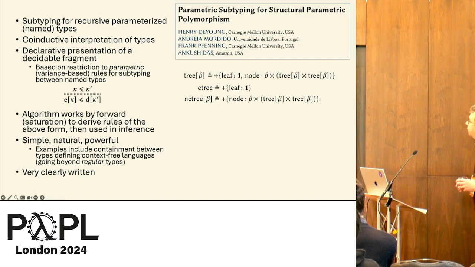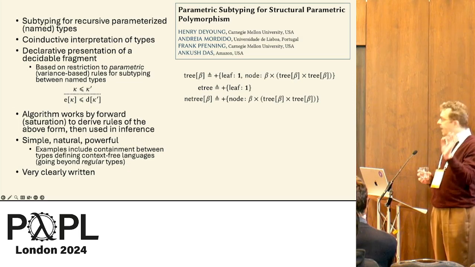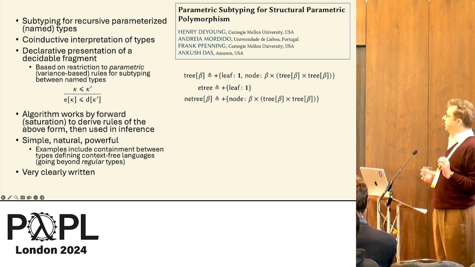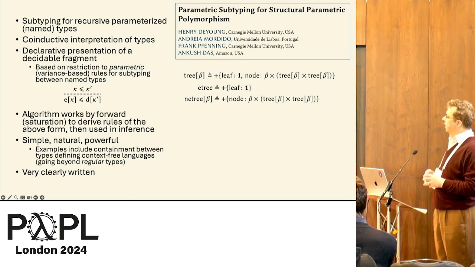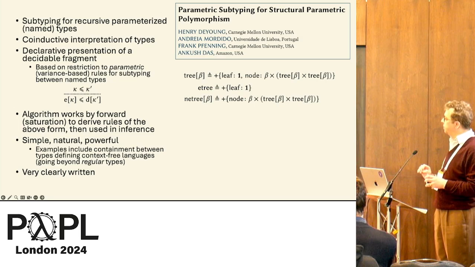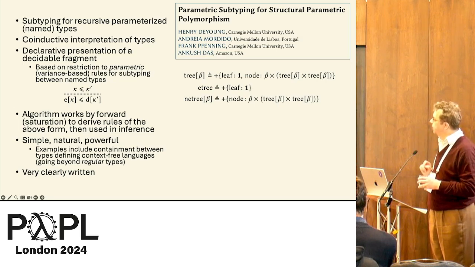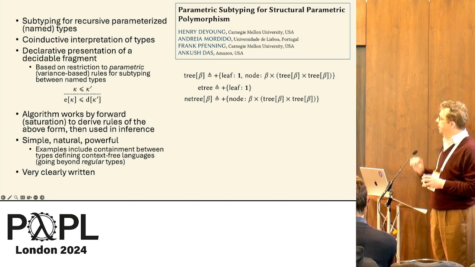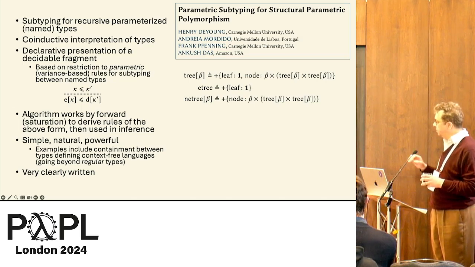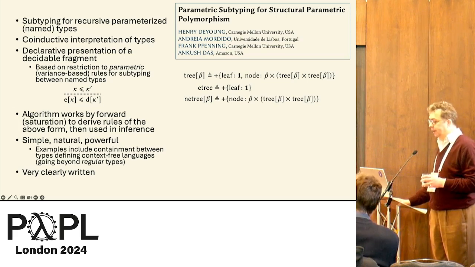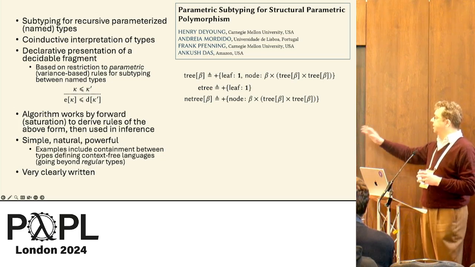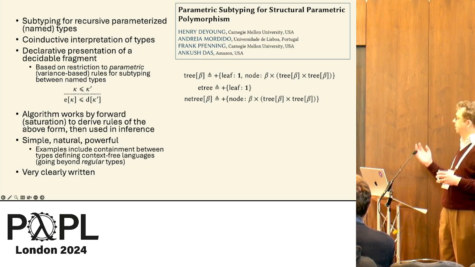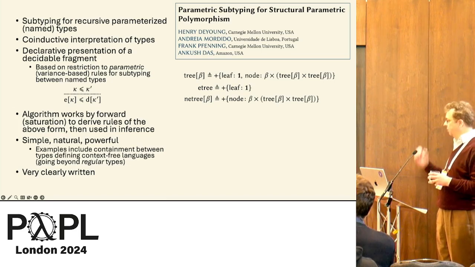Parametric polymorphism for structural parametric polymorphism. This is the related problem of subtyping for recursive parameterized types. This gives a declarative presentation of a decidable fragment of the language, which is based on restricting the subtyping between named types to things which are variance-based. So rules like this one here, which says if kappa is a subtype of kappa prime, then E of kappa is a subtype of D of kappa prime. This is also interesting because the algorithm works by forward saturation to derive rules like this and then uses those in inference. And this is really nice. It's simple, it's natural, it's powerful. It's something that I think people look at and think, yes, we really should have done this before.